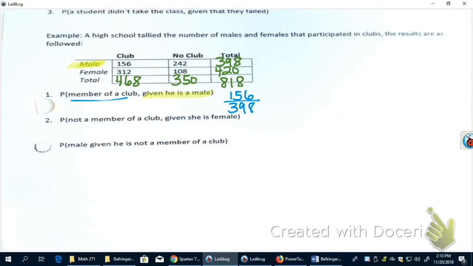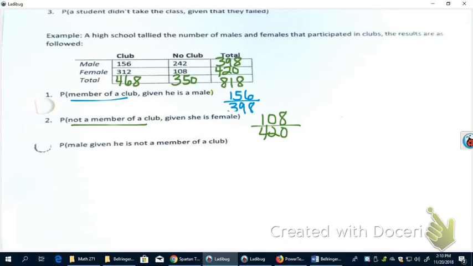Okay, number 2 says, the probability that it's not a member of a club given that she is female. Okay, so start with the female part. So am I looking at a row or a column? Row, because it says female. Okay, so what's the total that's going to go on the bottom? If I'm only looking at that one row, 420. And then not a member of a club. I thought it was 350.